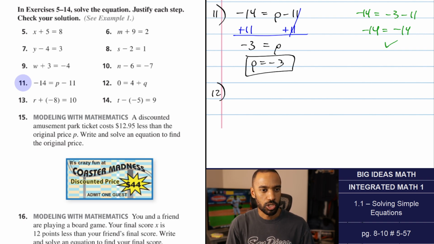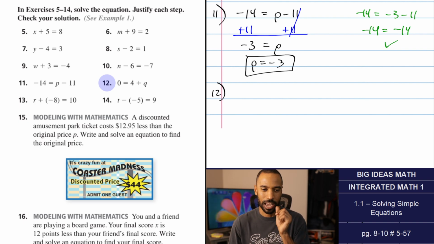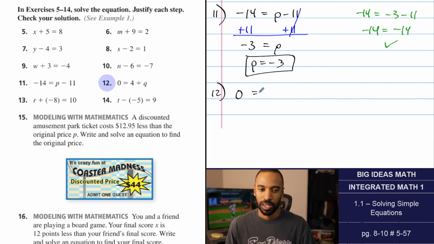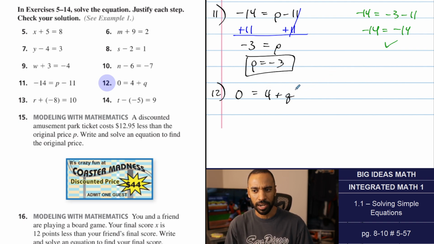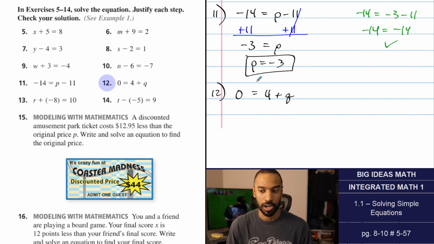It's the last question I'm going to do on this page for line paper, and then I'm going to move on to the next one for 13 and 14. 0 equals 4 plus q. 4 plus what number gives you 0? Is it possible that we add a number and make it smaller? Yeah, if the number was negative.